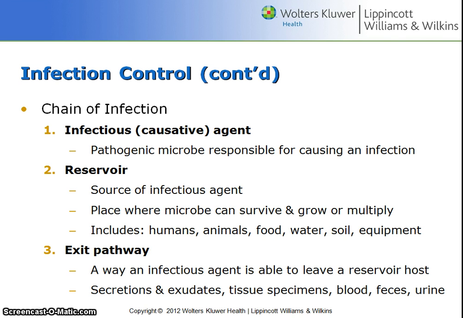Okay, so this slide is talking about the chain of infection, starting from the infectious or causative agent, then a reservoir, and the exit pathway. An example I'm going to use is malaria being the causative agent. The reservoir for malaria is, of course, the mosquito. And then the exit pathway is the way an infectious agent is able to get into the reservoir host, in our example, the human, when the mosquito feeds on the human.